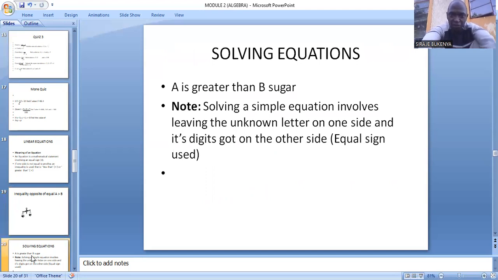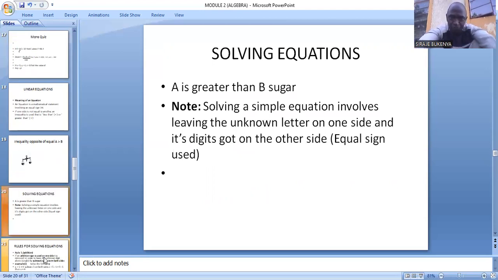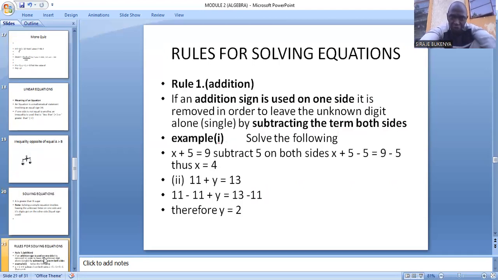If you're solving equations, you need to make sure there's some unknown that you want to solve. You look at what signs are involved, and we use these rules for solving those equations. The first rule, if it's addition, then you can look for removing that addition by getting the opposite sign. That means subtracting both sides.